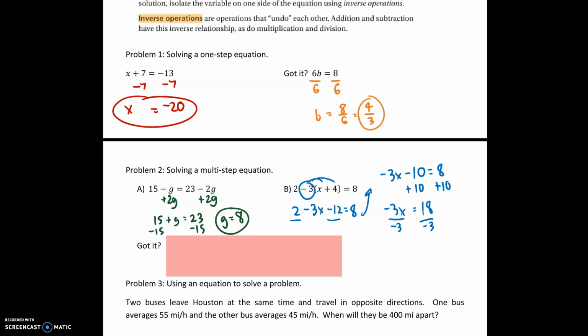Again, all just using my inverse operations. Opposite, even though this looks like it's a minus, remember it's negative 3 times x. It's not x minus 3. We want to use that opposite of multiplication, which is division. And now I've isolated x as negative 6. Again, remembering that a positive divided by a negative is going to make that into a negative value.